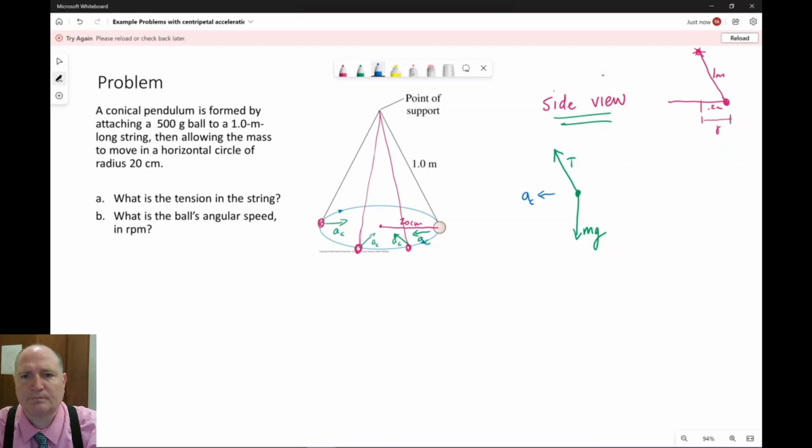Cool. So this tension force has an X component and a Y component. When we think about the net force needing to equal MA, in the radial direction specifically.